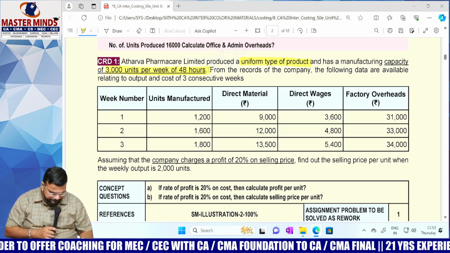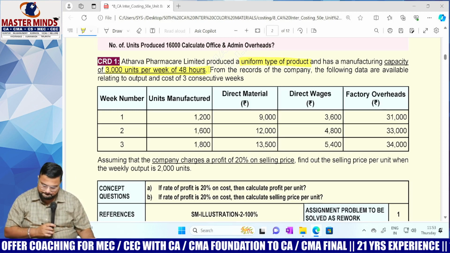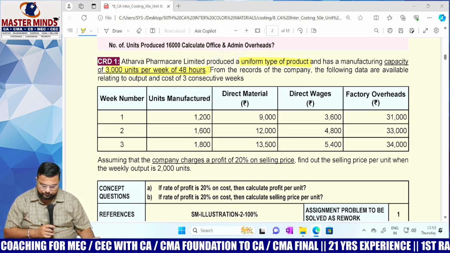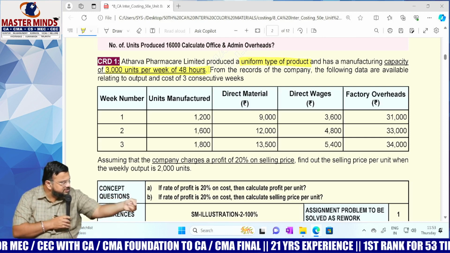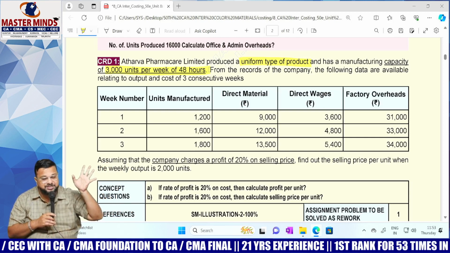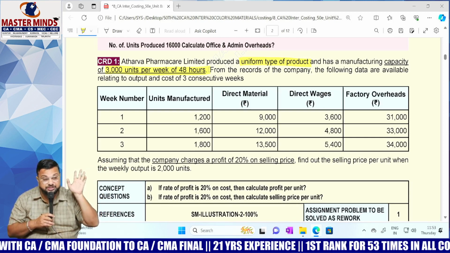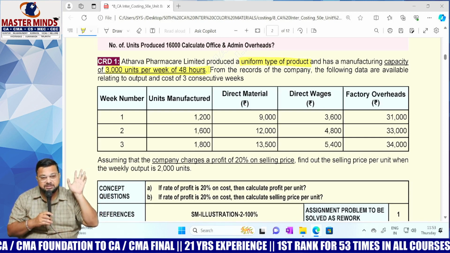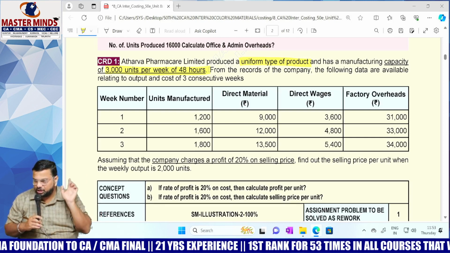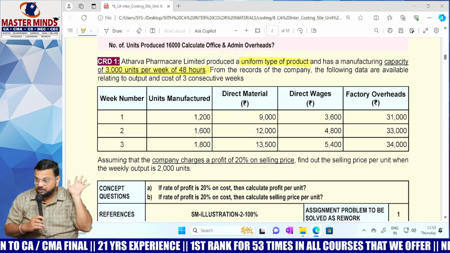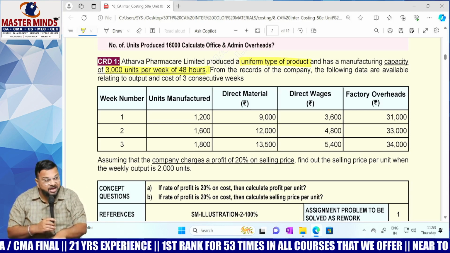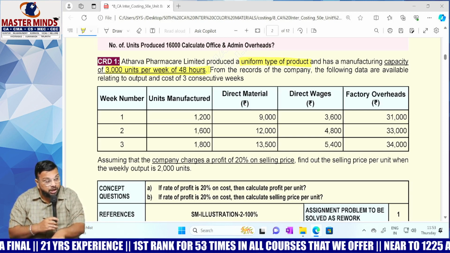Next, Nana. From the records of the company, the following data are available relating to output and cost of 3 consecutive weeks. So capacity for the week is given both in terms of units as well as in terms of hours, Nana. What is the 100% capacity for a week in terms of units? In terms of hours? 48 hours, Nana. Now 3 weeks of information is given: week 1, week 2, week 3. Just by looking at units manufactured, we can conclude whether the plant is fully utilized or underutilized.